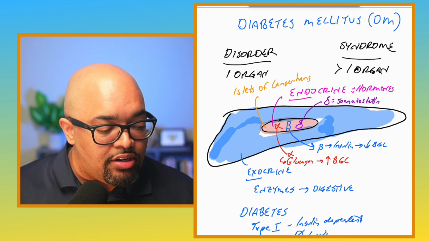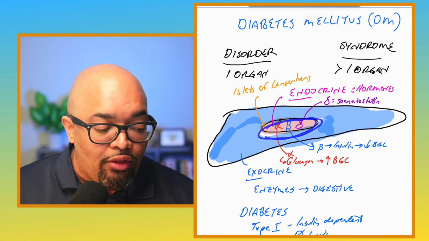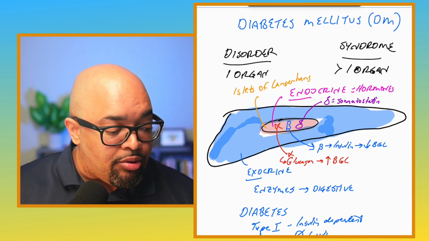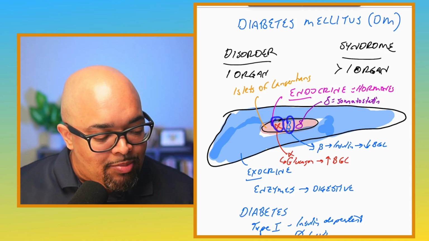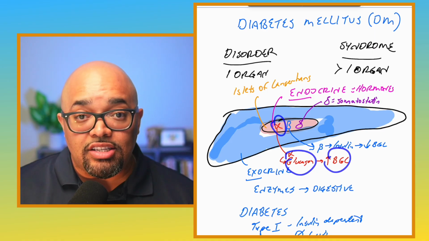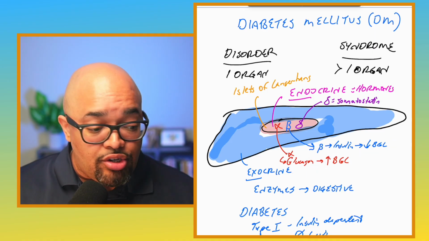The endocrine function produces hormones. Those hormones are made in this area called the islets of Langerhans. The islets of Langerhans produce three cell types: alpha cells, beta cells, and delta cells. Alpha cells make glucagon that raises the blood sugar. Beta cells make insulin that lowers the blood sugar.